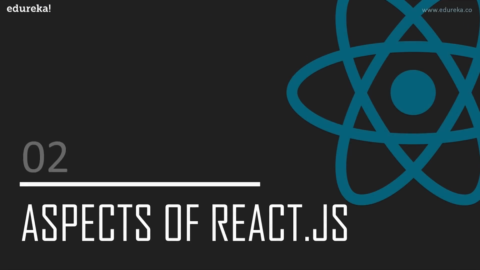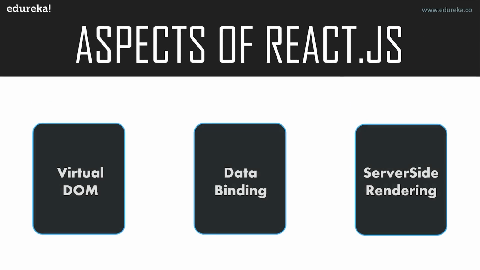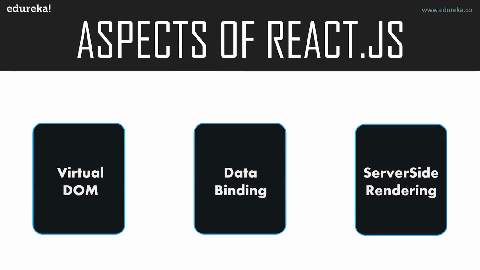Now, aspects of React.js. There are three important aspects of React.js we will talk about. First is the virtual DOM, second is the data binding, and third is the server-side rendering. But before that, let's talk about the architecture of a React.js application. Any React.js application is composed of a set of components, so it includes n number of components, and the inputs to these components are the properties, which are referred to as props, and state. This complete architecture of components, props, and state, we will be talking about in the later slides. So let's talk about the different aspects of React.js.